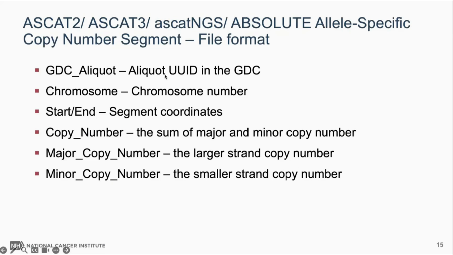In this one, we have the aliquot UUID in the GDC. Of course, the chromosome number and the start and end of the segments. Those are always important. And skipping over copy number, I'm going to go first to major copy number, which is the copy number that was determined using only the larger strand, and the minor copy number, which is the copy number determined using the smaller one. So the copy number value is the sum of both of these together.